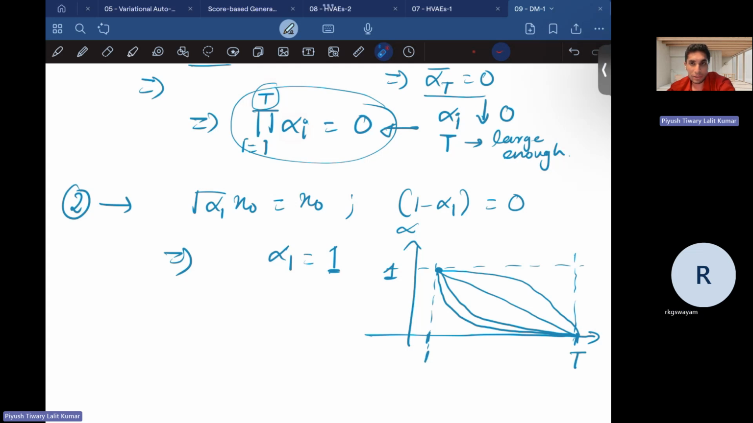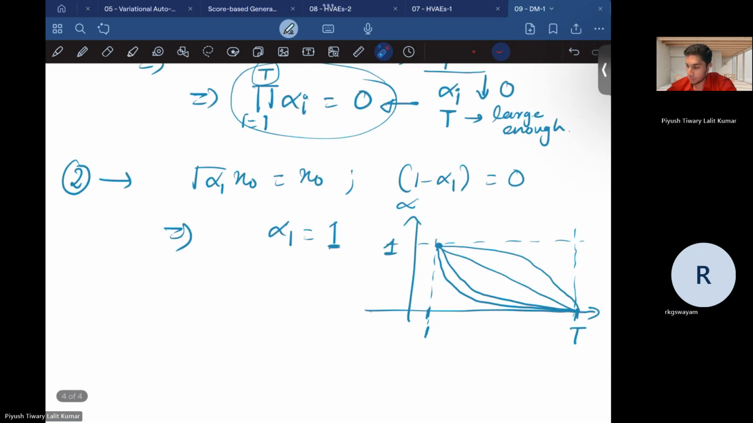If t is small, the product of alphas won't go to 0. You need to multiply these things a sufficiently large number of times, so that these fractions get multiplied multiple times and become 0 or small enough. So for that reason, it has to become small at t. It has to be 1 at 1.